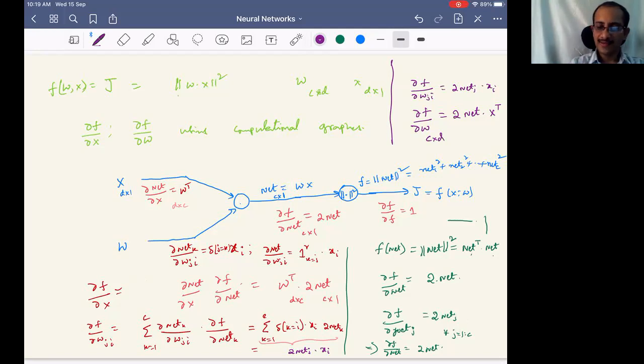This is like this and this is like this. Fine. So this is how we can do; from here it goes to there. Now let us see how these computational graphs help in the neural network framework.